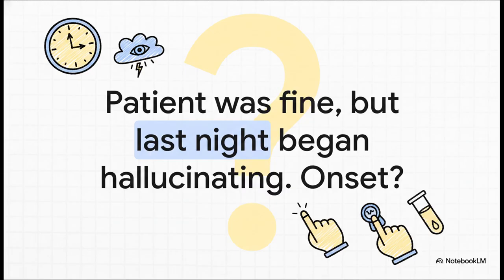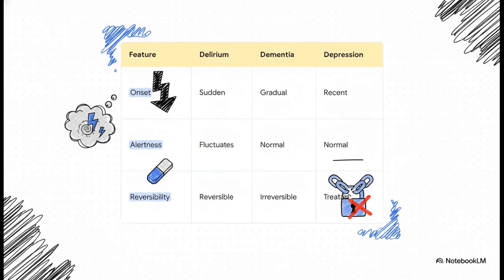Your job isn't to document dementia, it's to start hunting for the cause, like checking an O2 sat or getting a urine sample. And here it is, your ultimate cheat sheet. Look at the key differences. Onset: sudden for delirium, slow for dementia. Alertness: all over the place with delirium, but usually pretty normal for the other two. And the big one, reversibility. Delirium, you can fix. Dementia, you can't. And depression is absolutely treatable. Knowing this table is going to save you.